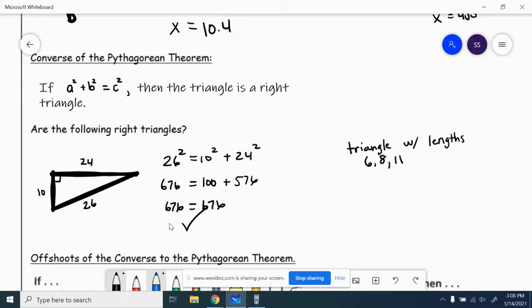What about the second one? A triangle with the lengths 6, 8, and 11. Again, 11 has to be the c or the hypotenuse. So we can do 11 squared is equal to 6 squared plus 8 squared. And then square them out. 11 squared is 121. 6 squared is 36. 8 squared is 64. Add them up, we get 100. 100 is not equal to 121, so no, this is not a right triangle.